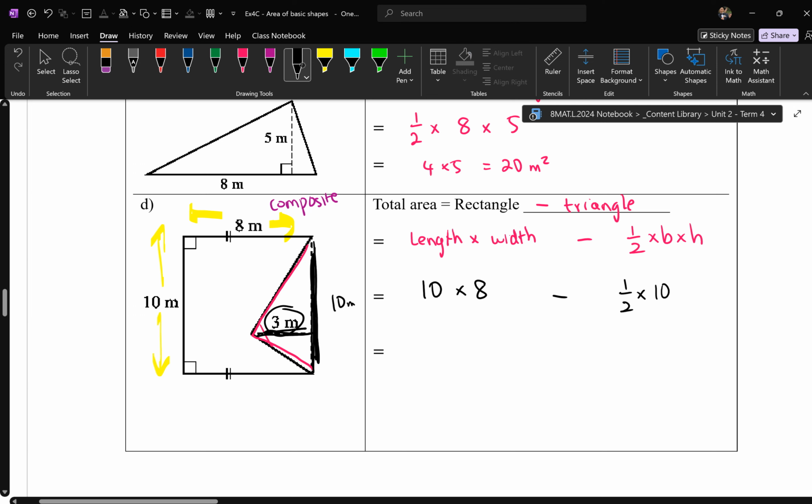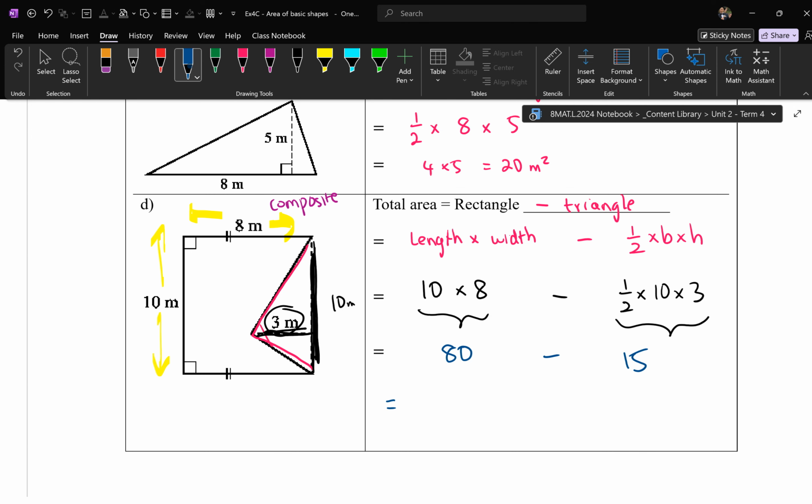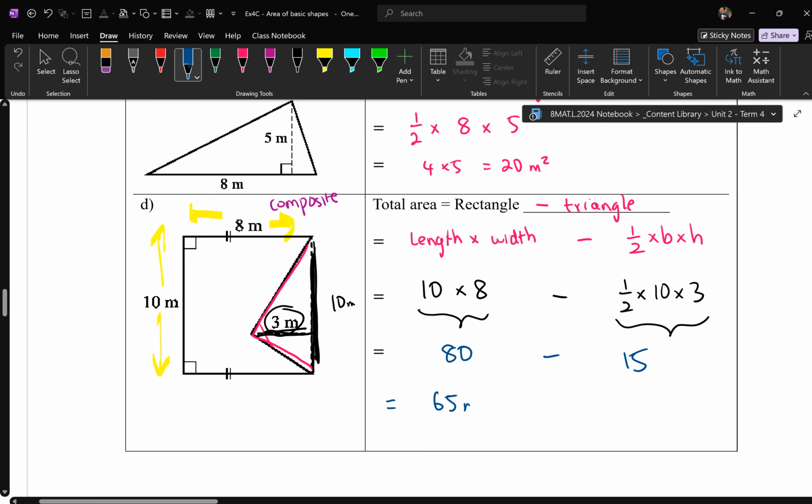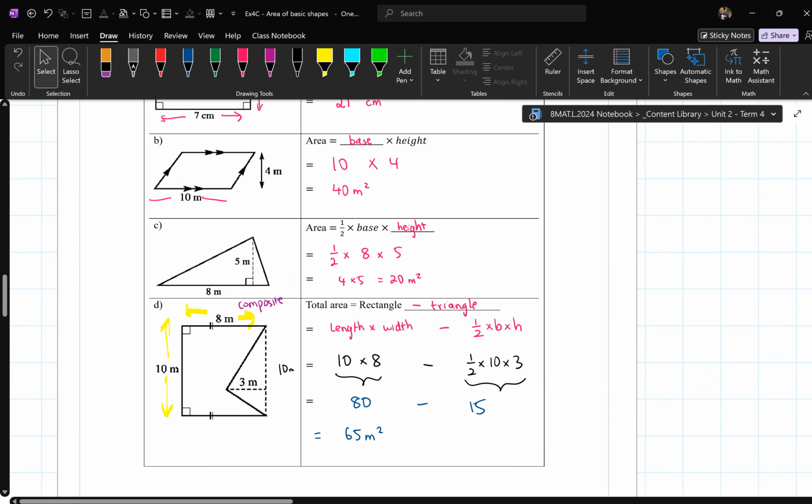So half times 10 times 3. That gives you the area of a triangle. This is the area of a rectangle. So the area of a rectangle should give me a total of 10 times 8 is 80. Minus half of 10 is 5, and 5 times 3 is 15. So in total, 80 take away 15 is, what is that? That's 65 squared meters. So that's a problem-solving question there. So you have to think of it as, get the entire area minus what you don't want, and then you're left with what you want, okay? So that's what you're doing. Part of the exercise is to do that.